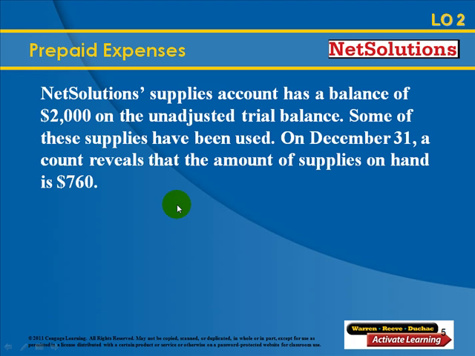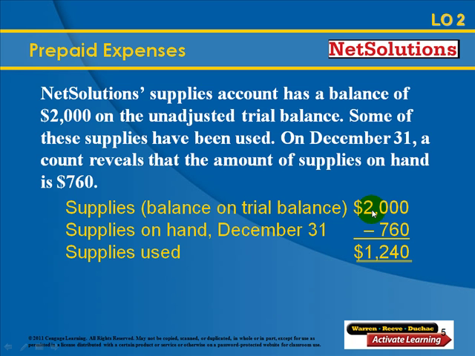Let's take a look at some prepaid expenses. Net Solutions Supplies account has a balance of $2,000 on the unadjusted trial balance. Some of these supplies have been used. On December 31st, the account reveals that the amount of supplies on hand is $760. Based on this scenario, we started with $2,000 and we ended with $760. So we must determine what we actually used. So we take the beginning amount, subtract the ending amount, and we determine that $1,240 worth of supplies were used throughout the month or the period.